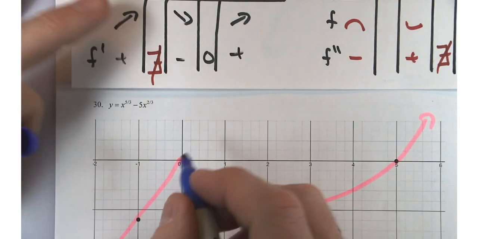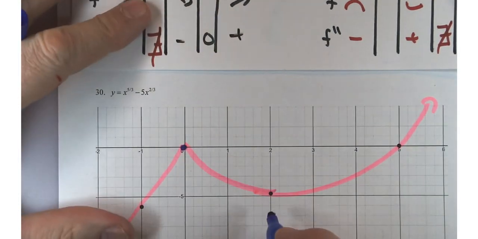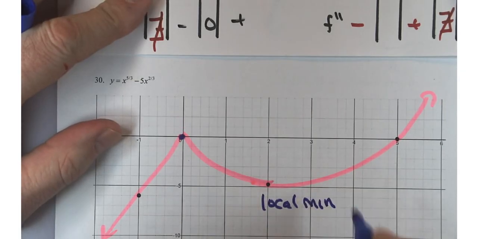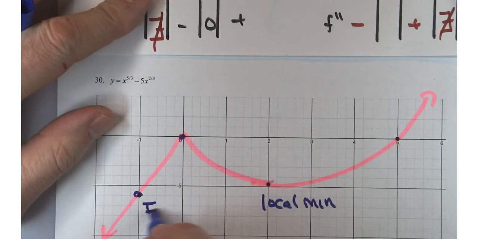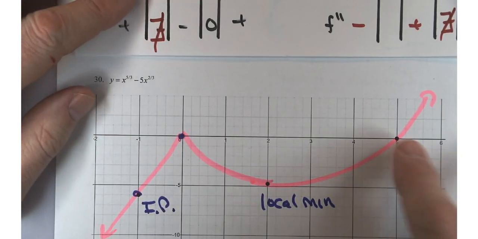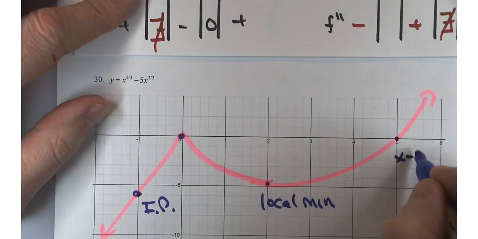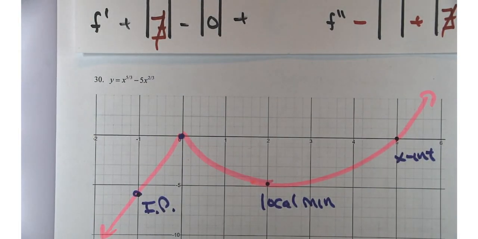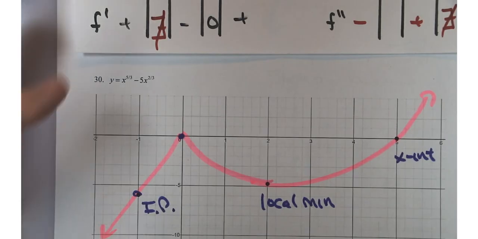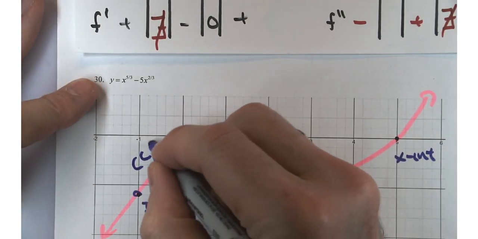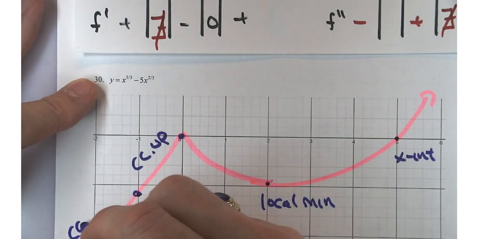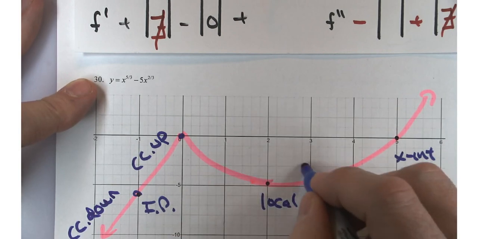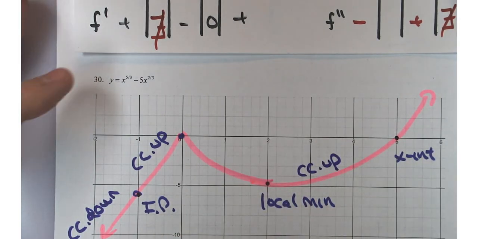So there's a critical point there. There's a local min. This is an inflection point. That's just your x-intercept. Nothing special is happening there other than it crosses the x-axis. But it was concave up right here, concave down, and then concave up. So those are all of the features of the graph.